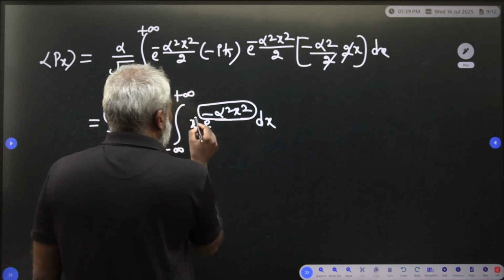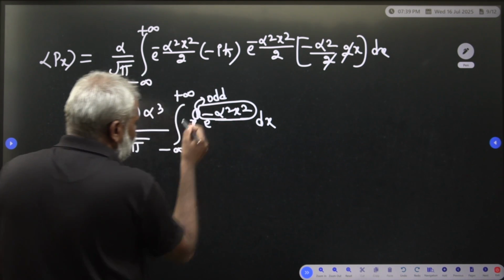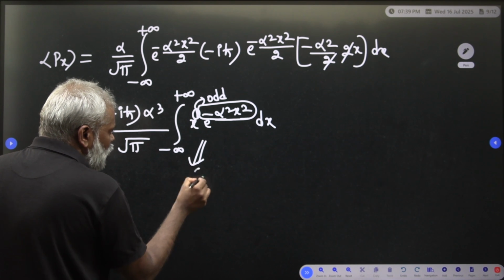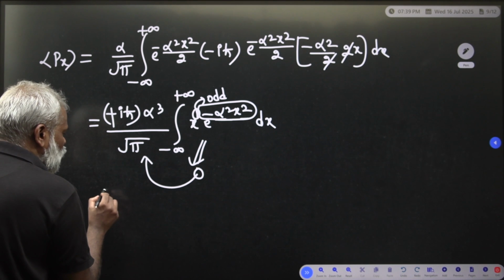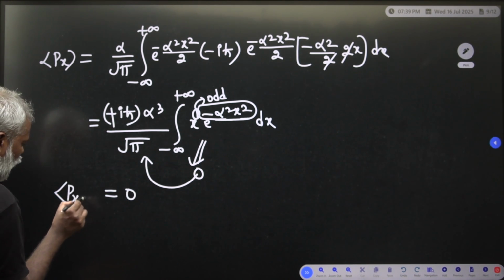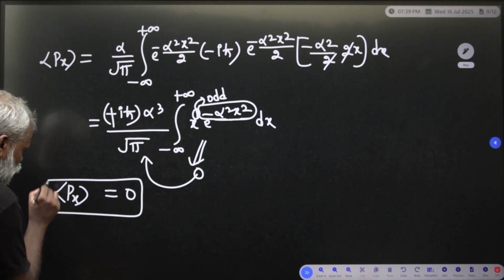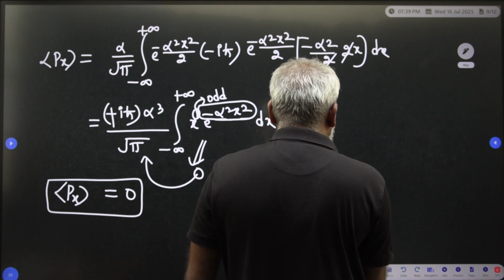But you have to see here that x is an odd function. If the integrand is odd, this term is going to be 0. So, 0 into something is equal to 0. Therefore, the expectation value of px is equal to 0. What are we getting? Expectation value of px is equal to 0.